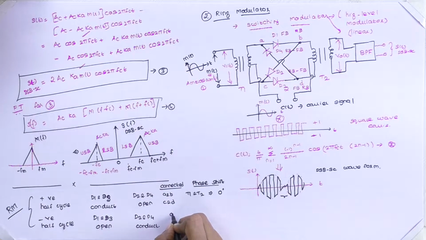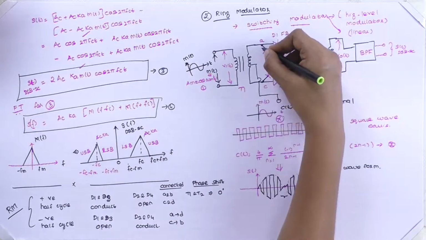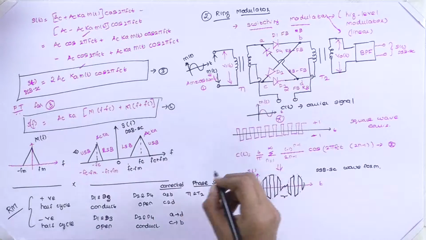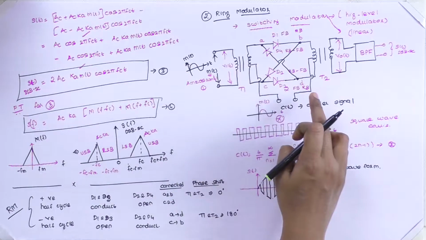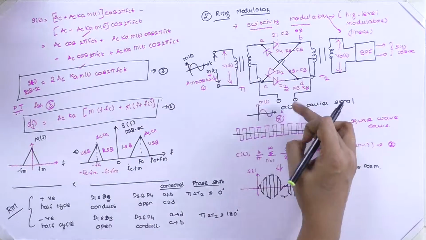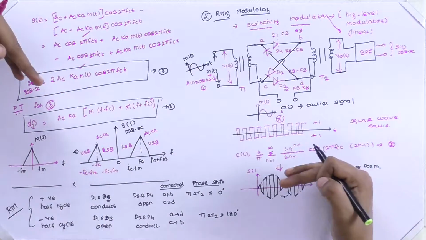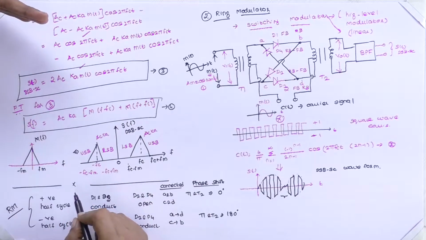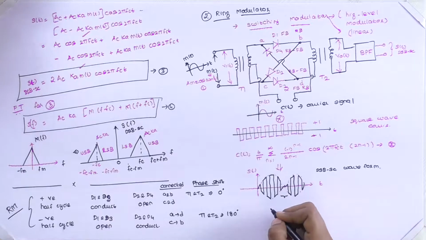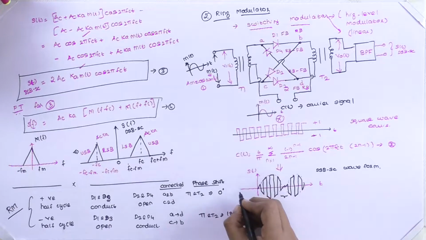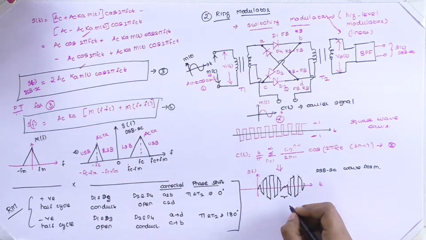Therefore, A and D are connected, and C and B are connected. This will make transformers T1 and T2 have a phase shift of 180 degrees. That is, here we get m of t, and now we are going to get the 180 degree phase shift. Therefore, we are going to get minus m of t. This is what we achieved in the previous balanced modulator configuration. This is the working part of the ring modulator.